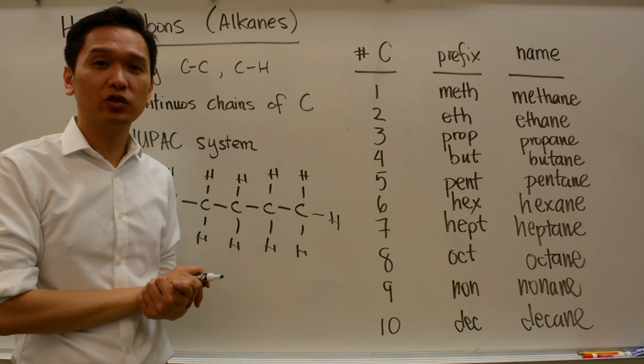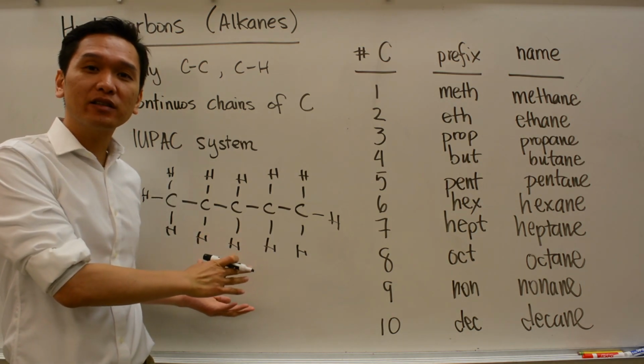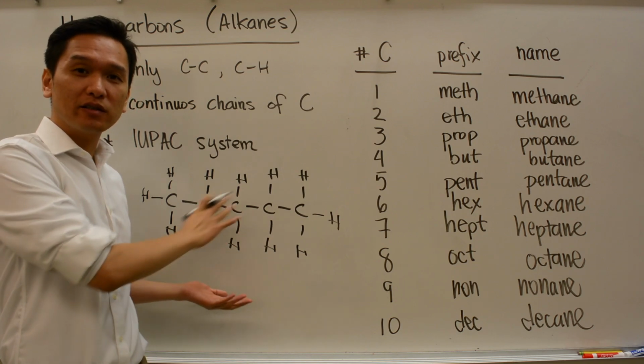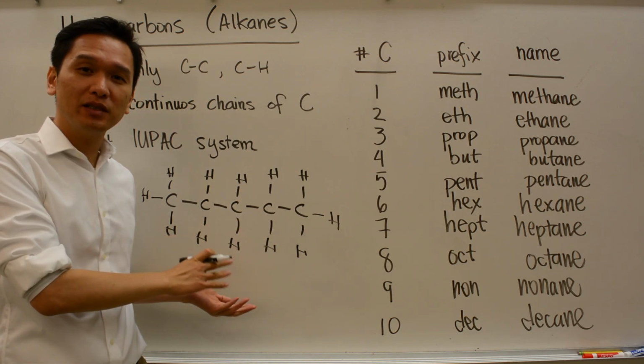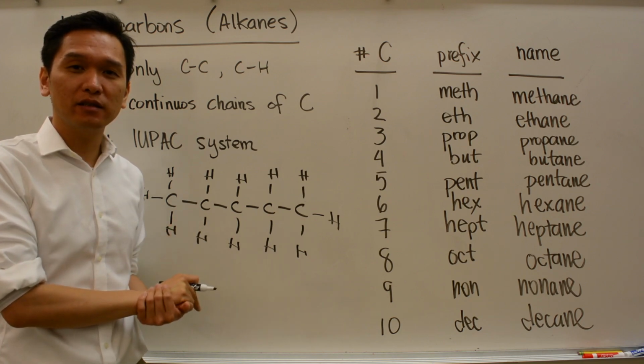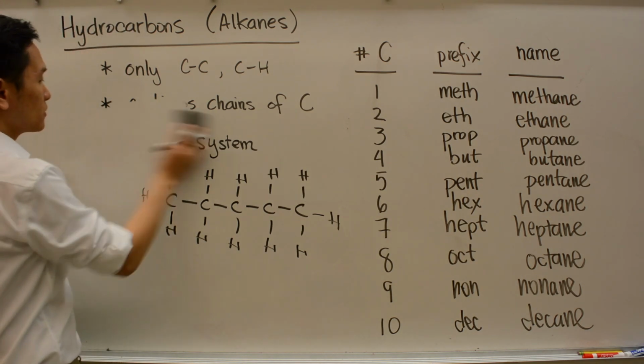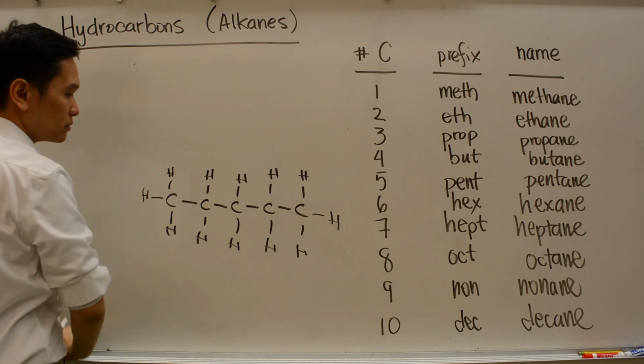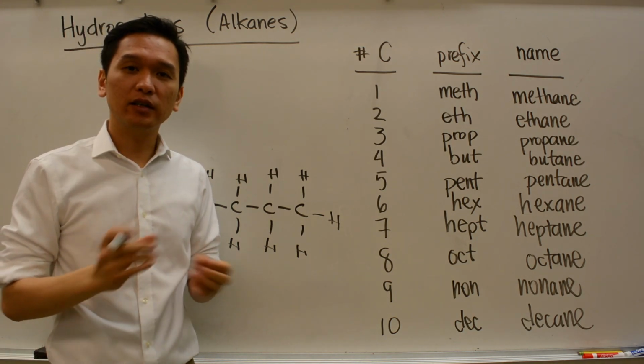So we can come up with a shortcut. This is called the expanded structure. It's good to have an expanded structure because you see all the bonds, but sometimes it becomes tedious. So we have other ways to represent this molecule. One way we can represent this molecule is called the condensed structure.